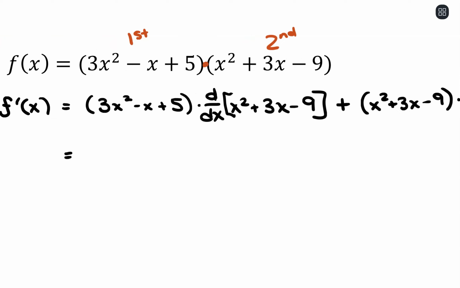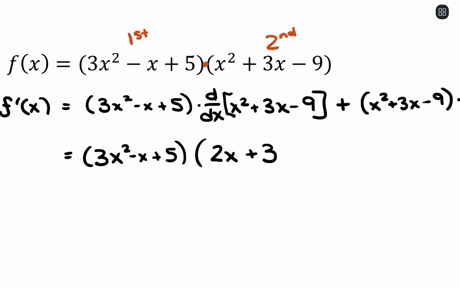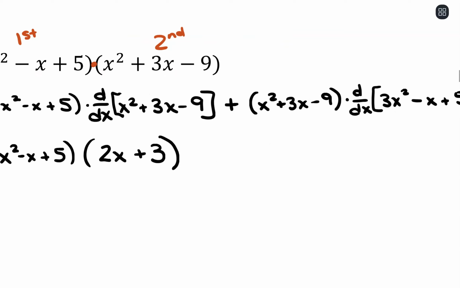So we're going to have, in parentheses, 3x squared minus x plus 5. In my second set of parentheses, I'm going to gather the derivative. So derivative of x squared is 2x. And derivative of 3x is just 3. And derivative of a constant negative 9 is 0. So we're left with 2x plus 3. And then addition with, in parentheses, x squared plus 3x minus 9.